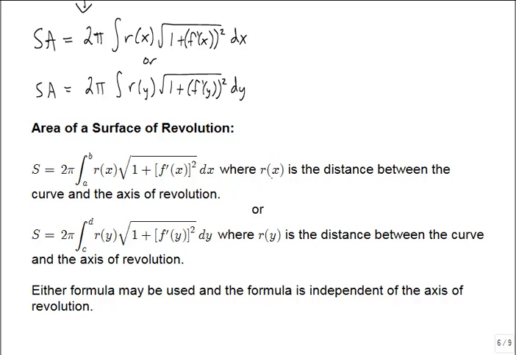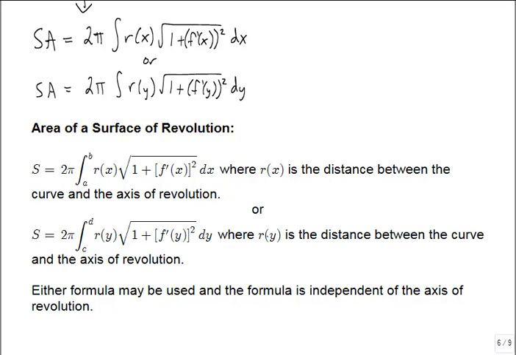That same idea of radius that we talk about when we're doing volumes of revolution in the disk method or the washer method. S equals 2 pi r times the integral from c to d of r of y square root of 1 plus f prime of y quantity squared dy is the alternative version using y's. And again, r of y would just be the distance between the curve and the axis of revolution.